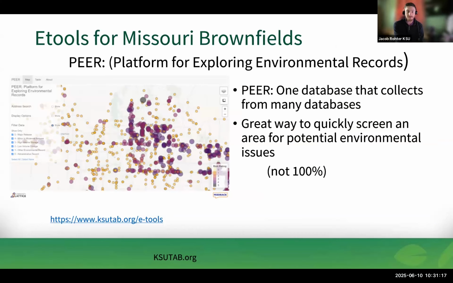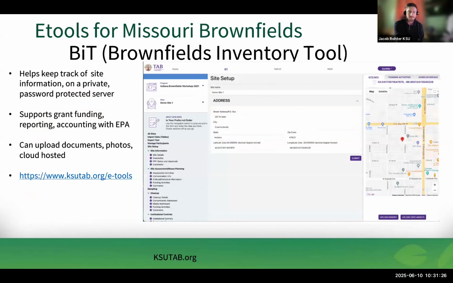So Peer is one. This is a great way to screen multiple databases using one site. It pulls from many different sources, and it's a mapping tool. This is a Brownfields inventory that we have. It can help you enter your site information, keep it organized. It's all private, password protected. Only you can see it. Even we can't see your information unless you share it with us. So that can be very useful to some folks as well.